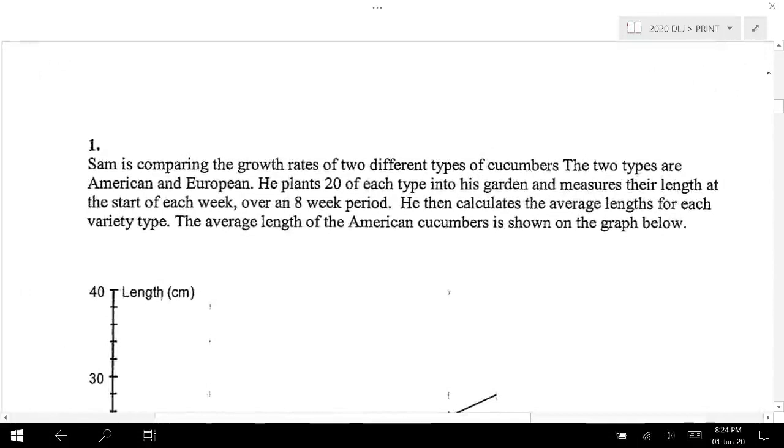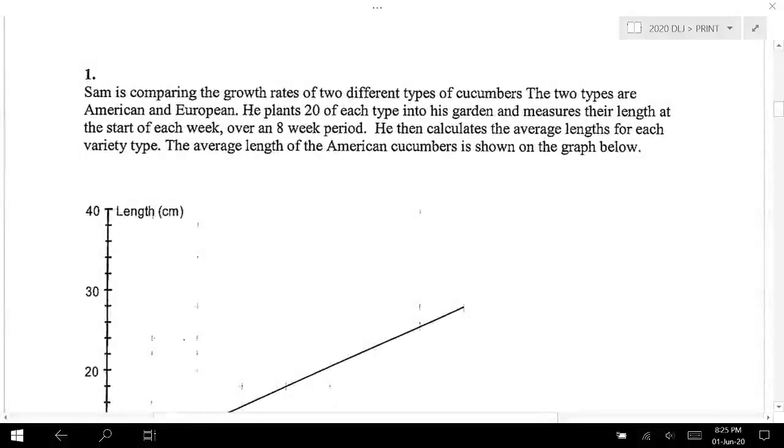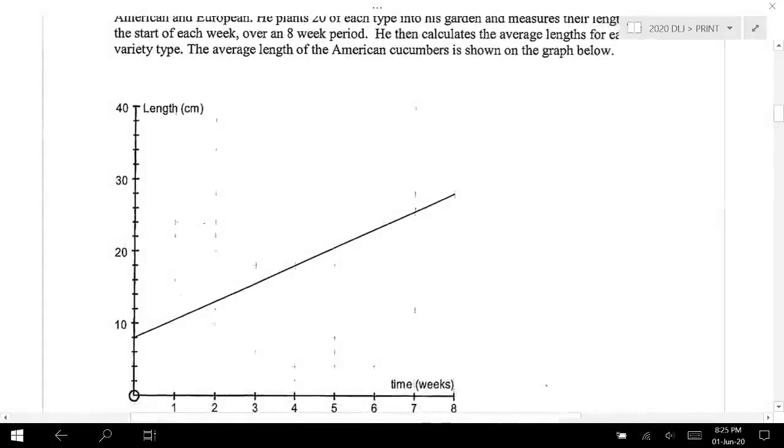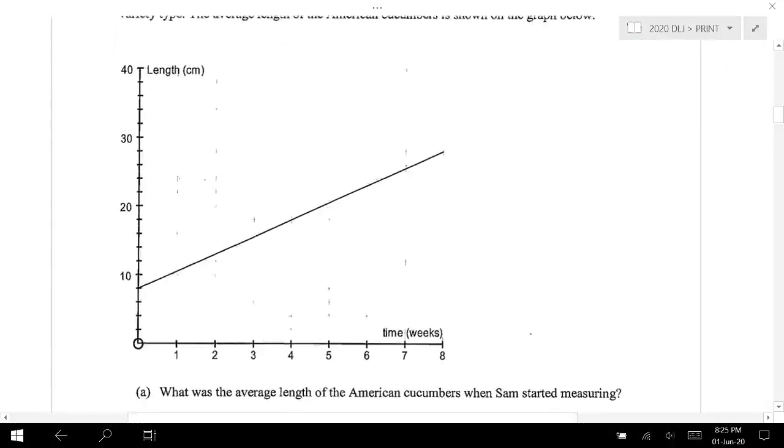So Sam is comparing the growth rates of two different types of cucumbers. The two types are American and European. He plants 20 of each type into his garden and measures their length at the start of each week over an 8-week period. He then calculates the average lengths for each variety type. The average length of the American cucumbers is shown on the graph below.